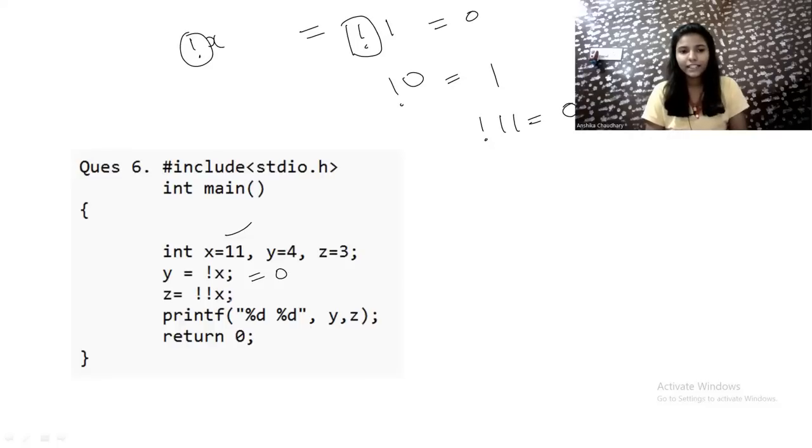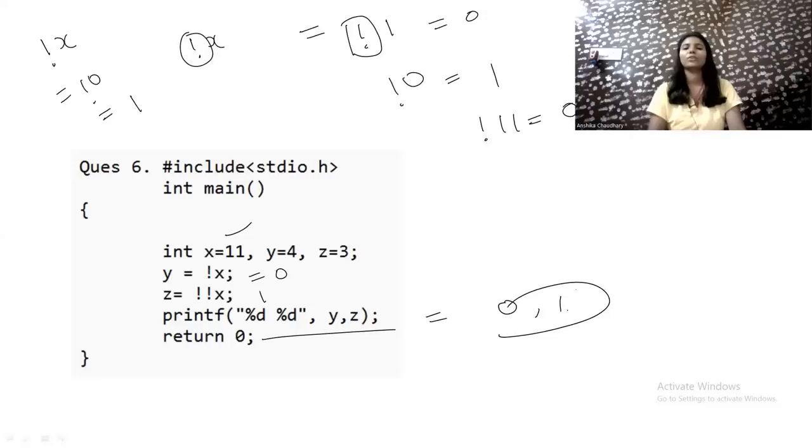Okay, and z is not not x. So the not operation is performed 2 times. First of all we perform it, which gives 0, and again we perform it, so it will give 1. So the value of z is 1 now, and simply we have to print y and z value. So 0 comma 1 will be the answer of this question. Okay, so moving on to the next question.